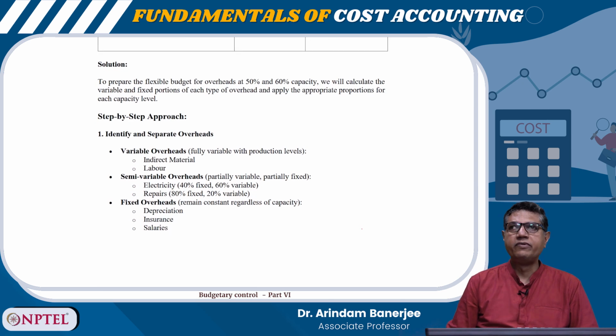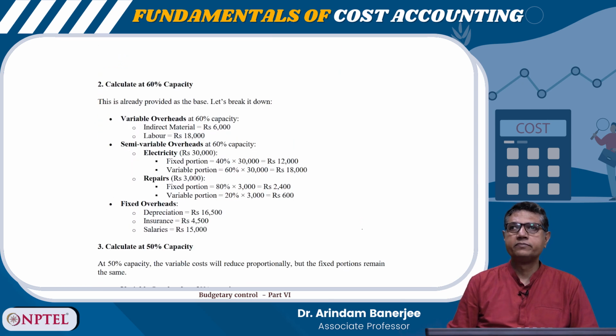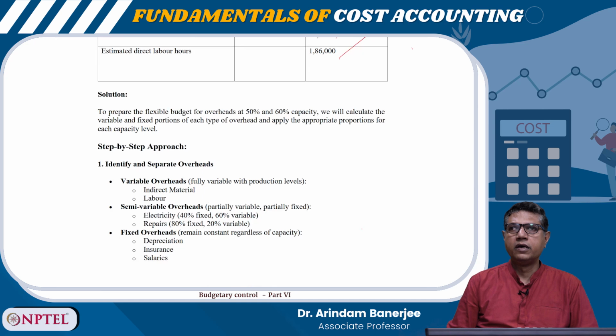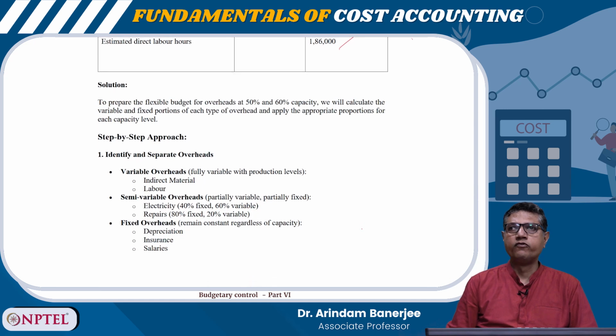To prepare the flexible budget for overheads at 50% and 60% capacity, we will calculate the variable and fixed portions of each type of overhead and apply the appropriate proportions for each capacity level. So first is to identify and separate overheads.